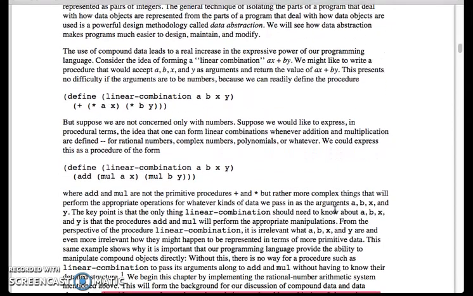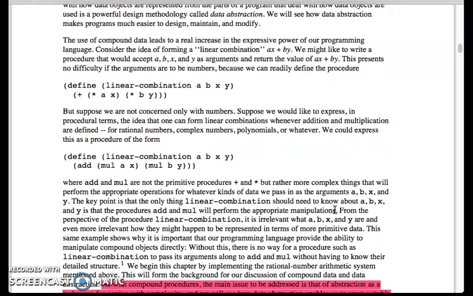The use of compound data leads to a real increase in the expressive power of our programming language. Consider the idea of forming a linear combination, ax plus by. We might like to write a procedure that would accept a, b, x, and y as arguments and return the value of ax plus by. This presents no difficulty if the arguments are to be numbers, because we can readily define a procedure linear-combination that takes inputs a, b, x, and y to be the sum of the product of a and x and the product of b and y.